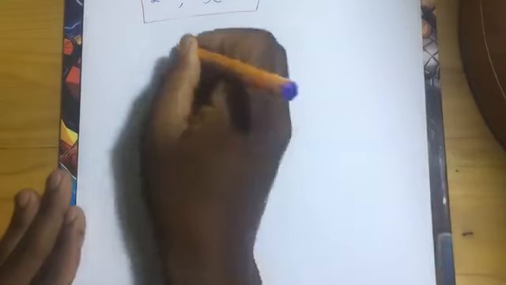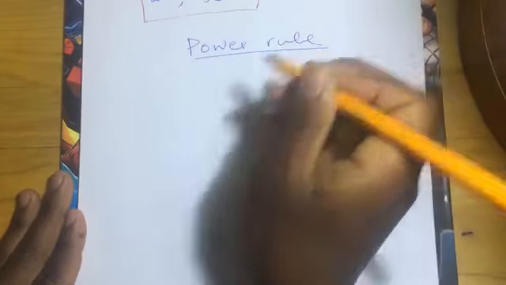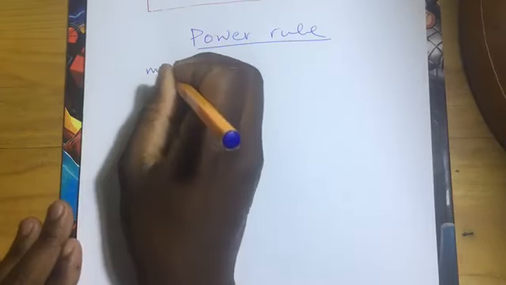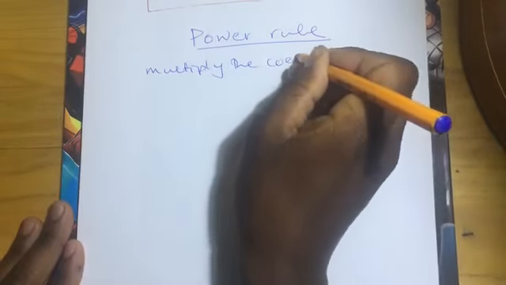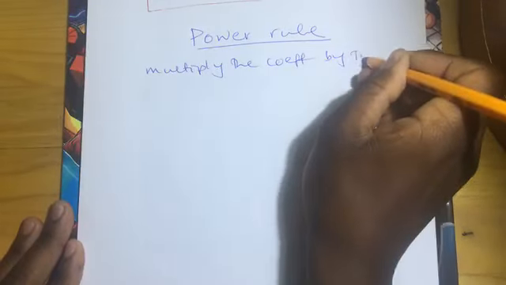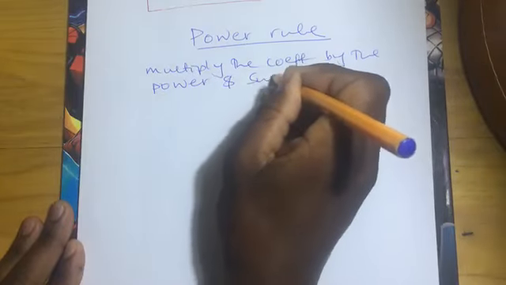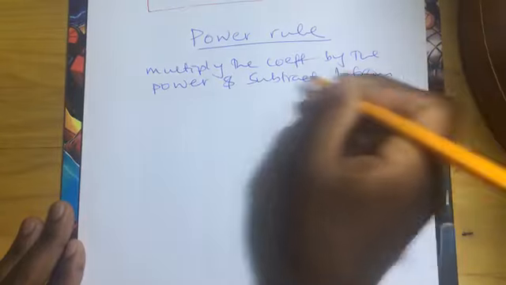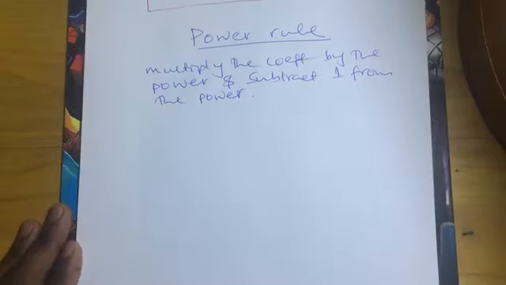The power rule. The power rule is the most basic. So the power rule basically says multiply the coefficient by the power and subtract 1 from the power.